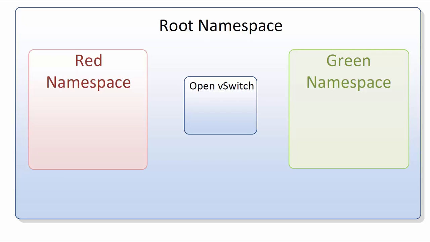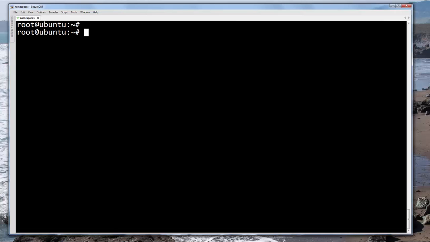Virtual Ethernet interfaces. To connect the two namespaces red and green to ovs1, we will use veth pairs, or virtual Ethernet interfaces. Veth pairs act like a pipe. Anything that goes in one end of the pipe simply comes out the other end. We can use veth pairs to cross network namespaces.